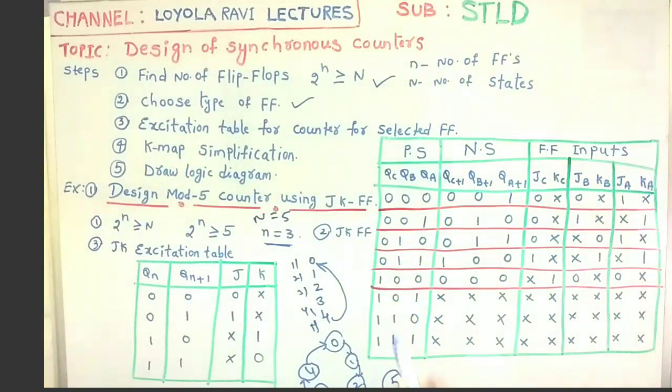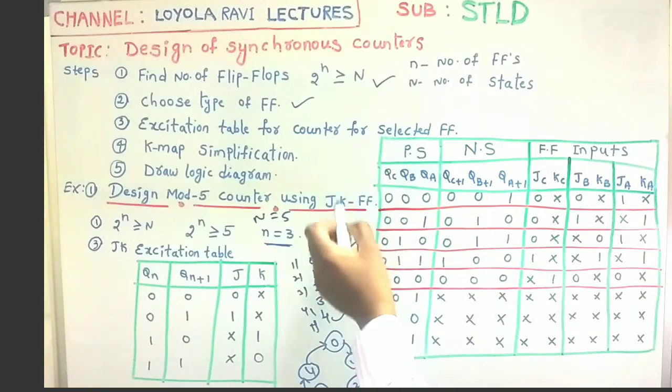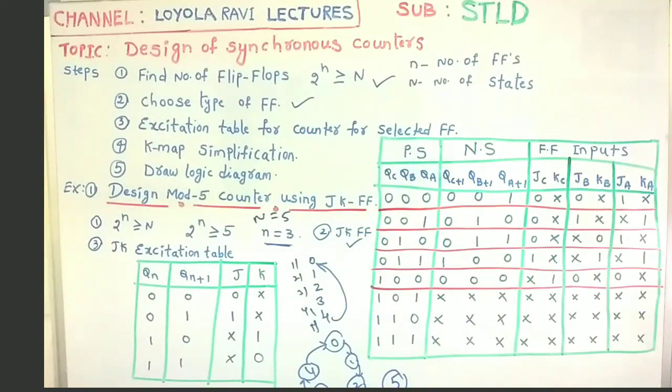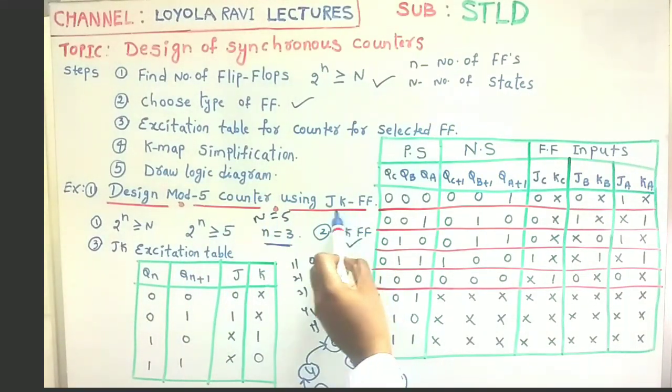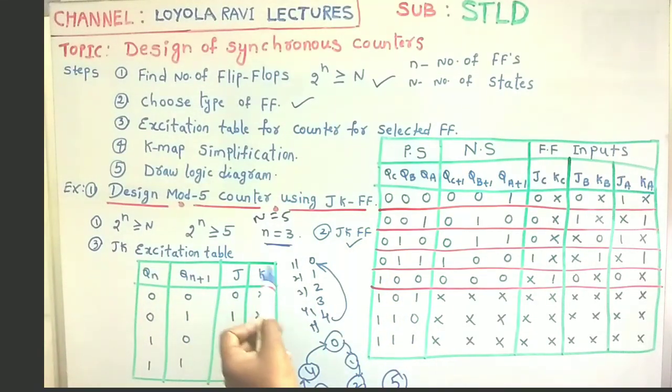Choose the type of flip-flop. What is that? JK flip-flop. Already he has given. If he has not mentioned, take as you wish. Then the excitation table for the given flip-flop. The given flip-flop is JK. The excitation table is nothing but, from 0 to 0, what are J and K? For 0 to 1, 1 to 0, 1 to 1.